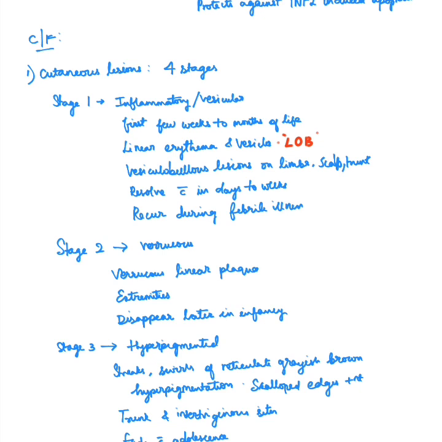So stage 1 is also called the inflammatory or the vesicular stage, where we see linear erythematous or vesicular lesions along the lines of Blaschko, and they present within the first few weeks to months of life. We can also see vesiculobullous lesions on the limbs, scalp and trunk, and they resolve within days to weeks, but they can recur during any febrile illness.